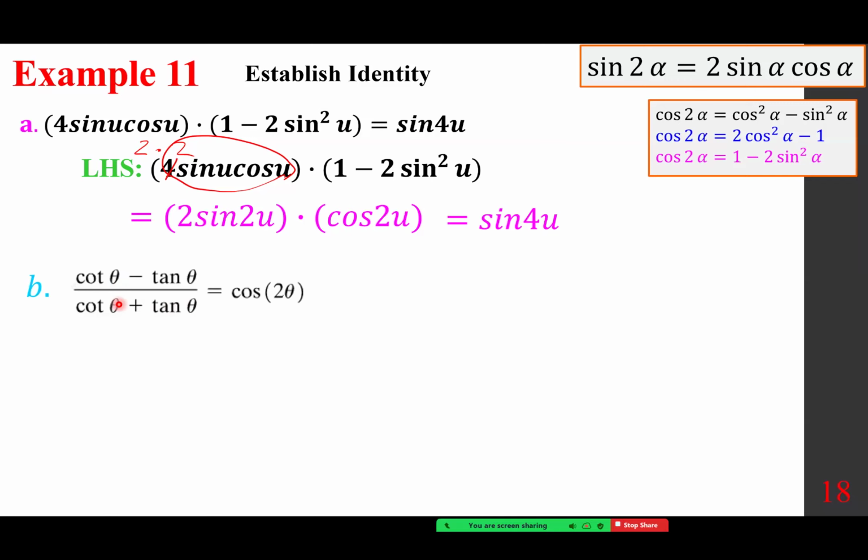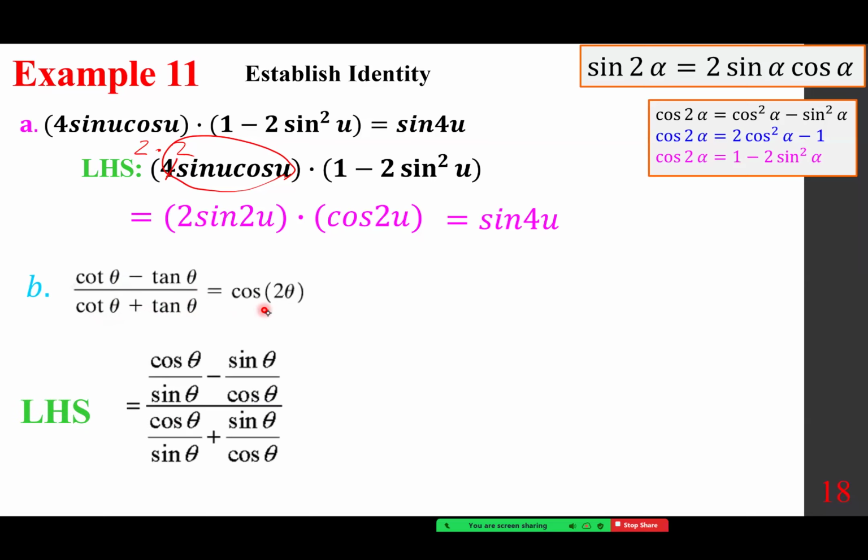Cotangent theta minus tan theta over cotangent theta plus tan theta is cosine of 2 theta. Seems to me the left-hand side is more complicated, and we just write it. And the way we write it, class, cotangent, we change everything to sine and cosine. Cosine over sine, tangent sine over cosine. Now you have two choices. I would multiply by LCD. Remember, there are four fractions, 1, 2, 3, 4. And sine theta cosine theta is the LCD. Multiply everything by it, and that fixes the problem.